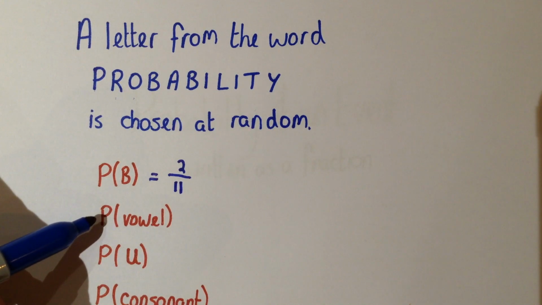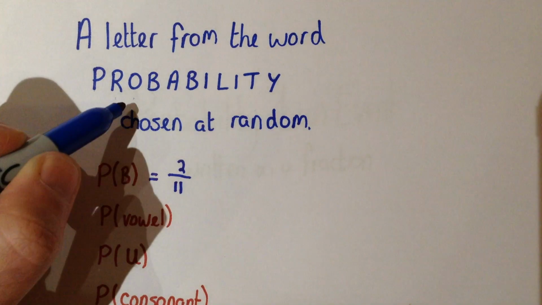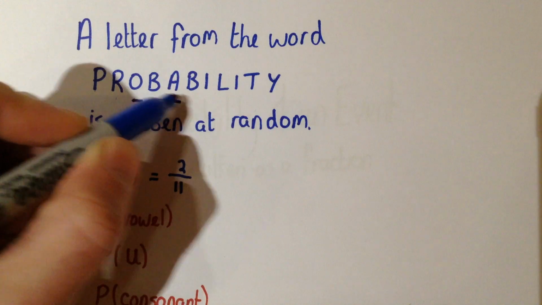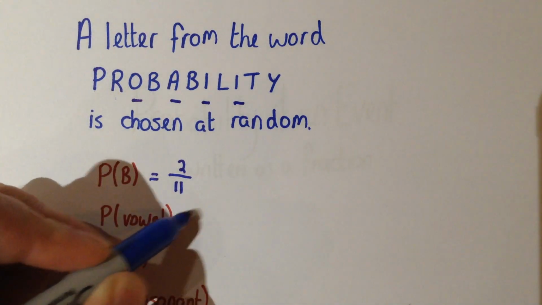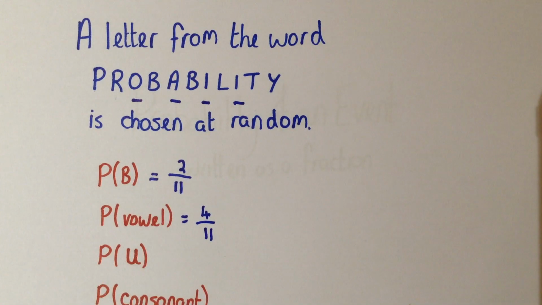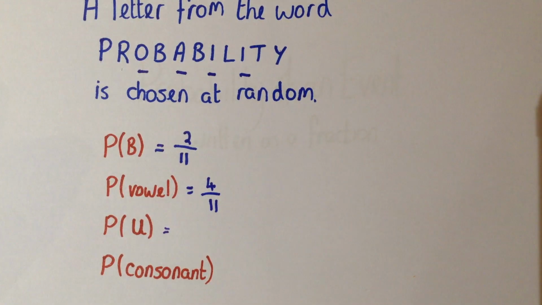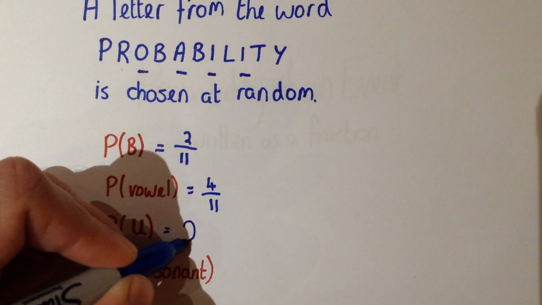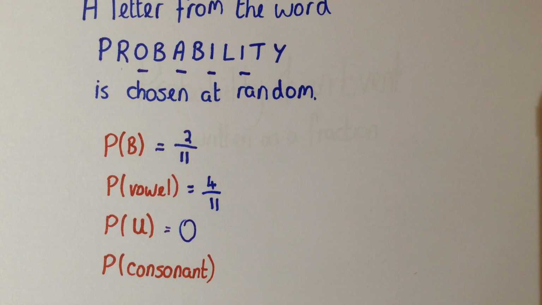Probability of it being a vowel. Well, vowels, remember, are A, E, I, O and U. So here we've got O, A, I and another I. So altogether there are 4 vowels out of the 11 letters altogether. The next one is asking for the probability that we pick out the letter U. Now the letter U does not appear in the word probability, therefore it has a probability of 0. If something cannot happen, its probability is nothing.